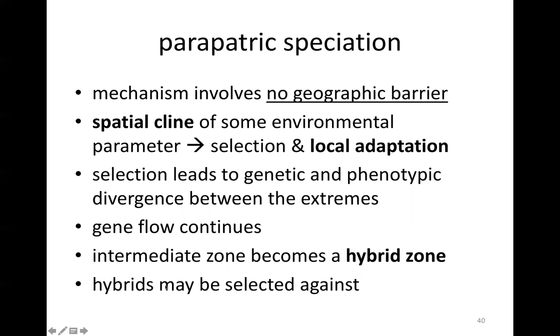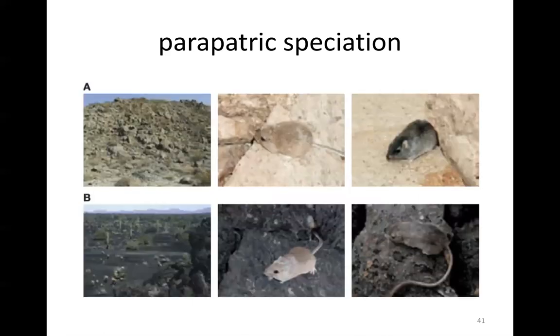And this can lead to the stopping of gene flow between the two groups. So evolution of characters, reproductive isolation evolving through selection, and gene flow ceasing between the populations. How such reproductive isolation can evolve, we'll discuss later.